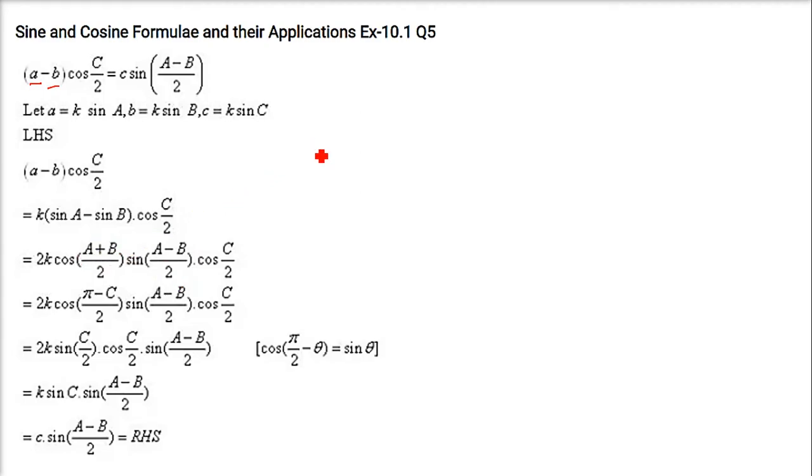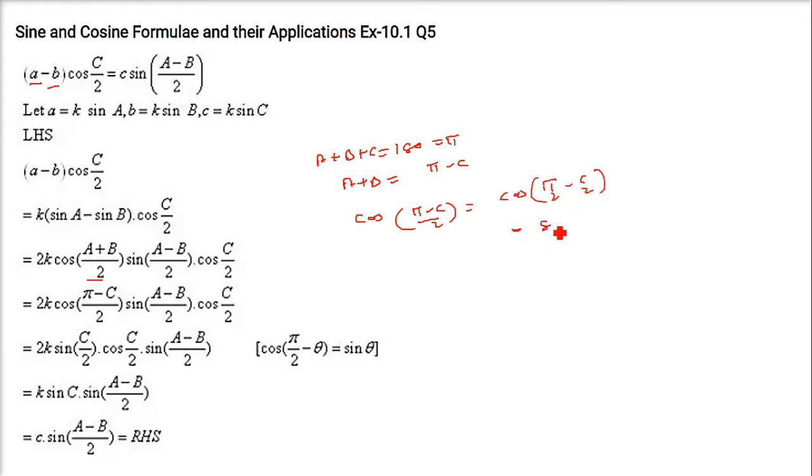Now this A plus B can be written as 180 degrees or pi. So this A plus B can be written as pi minus C. When you put it here, it will be cos (pi minus C)/2, and that will be cos (pi/2 minus C/2). So cos(90 minus theta) is sin theta. We are going to use this a lot in the coming questions, so just understand this. This will be sin C/2.